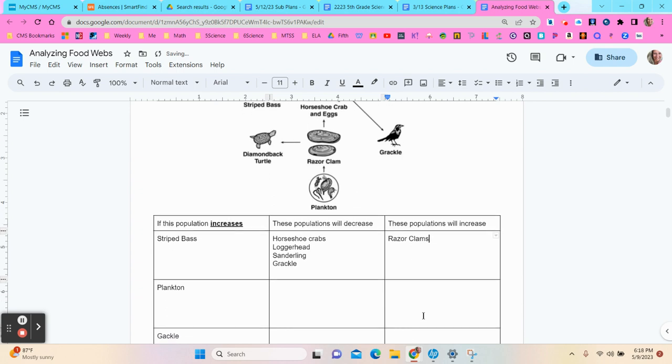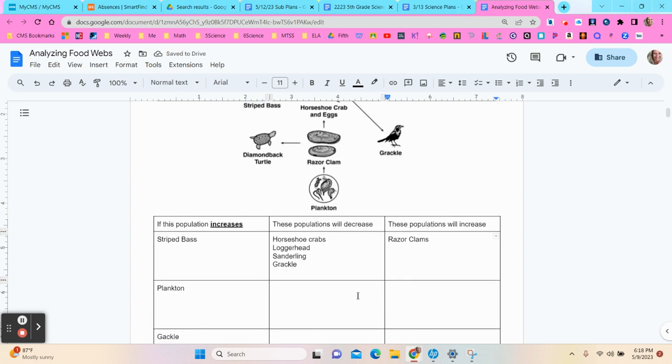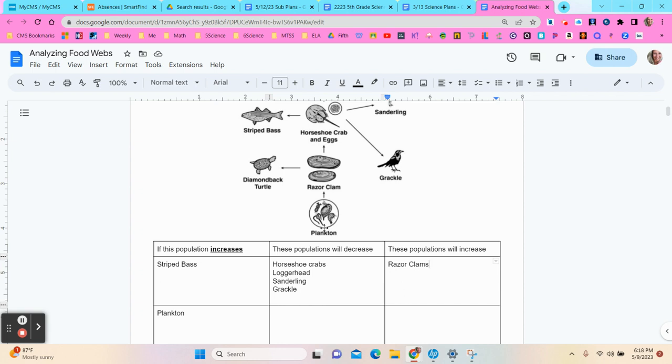Let's try another one. If the plankton increases. Now remember, this is plankton, so it's the producer. That would probably even be better to call phytoplankton. So if the plankton increases, nothing will decrease. Because remember how I said that if you mess with the producers, you mess with everything? But if you increase the plankton, everything's going to increase. And these populations will decrease. So, instead of saying nothing, I guess I would say none. No populations will decrease, and all populations will increase.